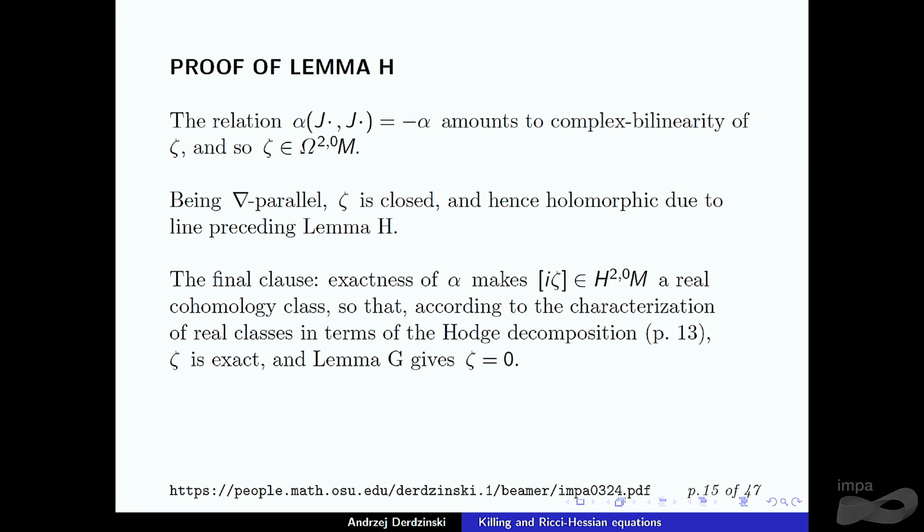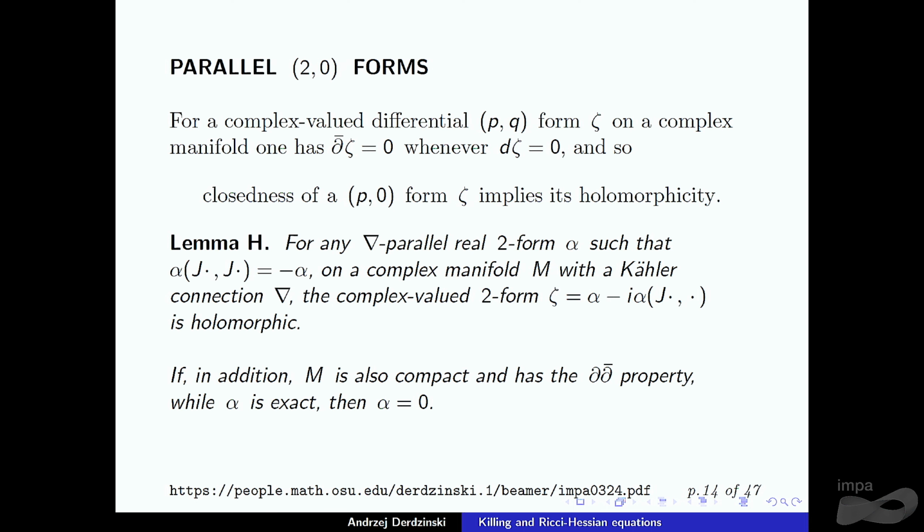So it is holomorphic because I have the statement preceding lemma H. Let me point it out. If you have a closed (p,0) form, it is automatically holomorphic. Why? Being closed means you get 0 when you hit it with partial plus partial bar, but partial on it gives 0 automatically for dimensional reasons, and therefore its partial bar image is equal to 0.